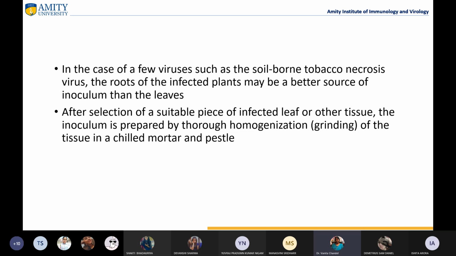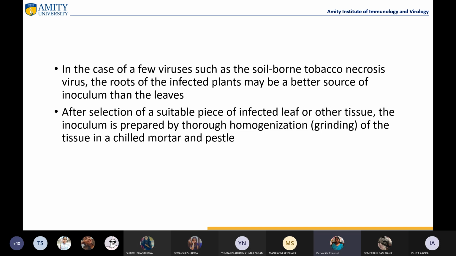So in case of a few viruses such as soil-borne tobacco necrosis virus, the roots of the infected plants may be a better source of inoculum. So in that case, instead of taking leaves, we go for the roots and we crush them and prepare the inoculum. After selection of a suitable piece of an infected leaf or tissue, we prepare the inoculum by grinding the tissue in a chilled mortar and pestle.